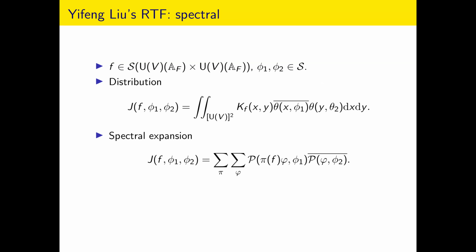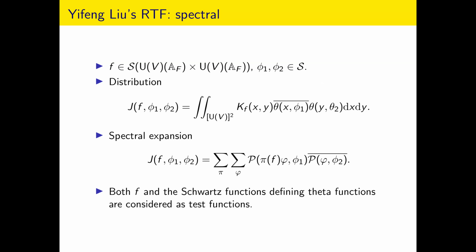So for the spectral expansion, as before, we should get the sum of automorphic forms. But now it's the sum of the Fourier-Jacobi periods, because of this particular kernel function that we take and the particular shape of the distribution that we take. We have the theta functions here. So we have this expected spectral expansion.